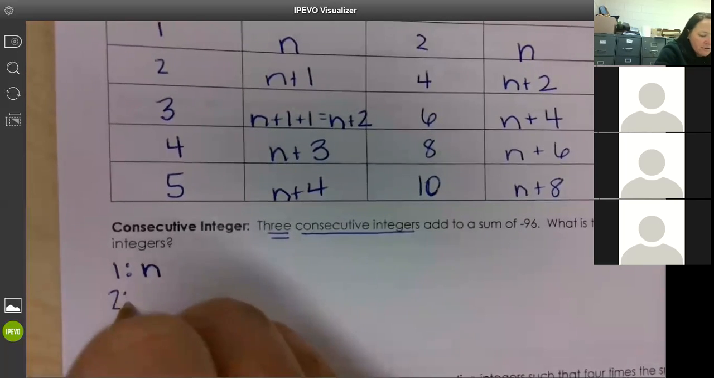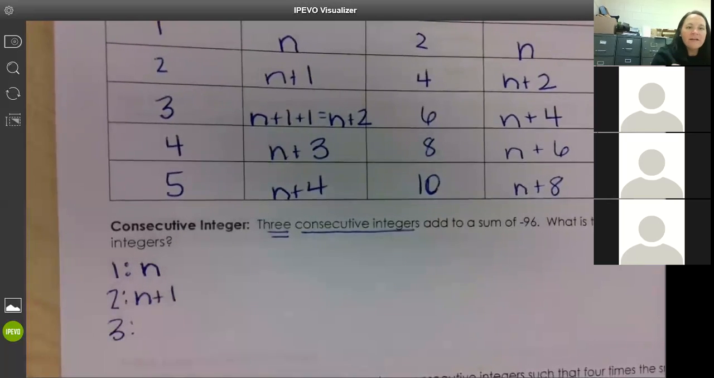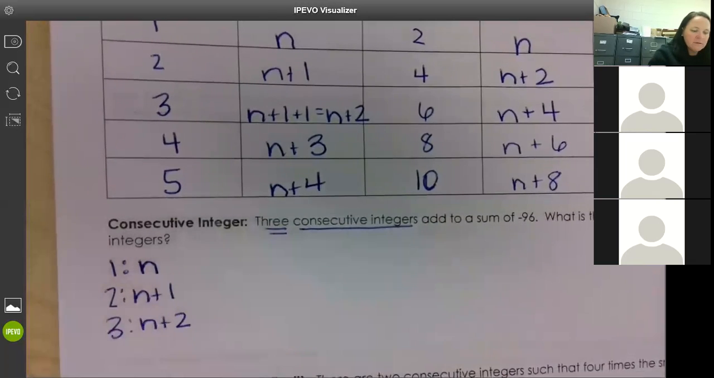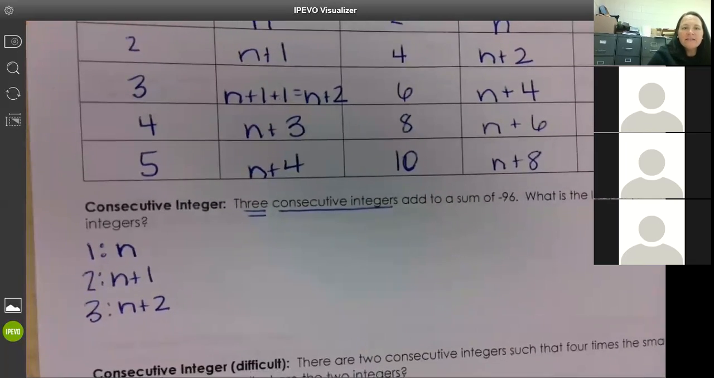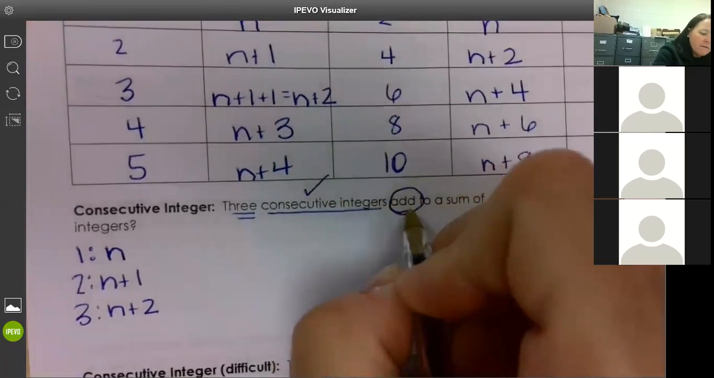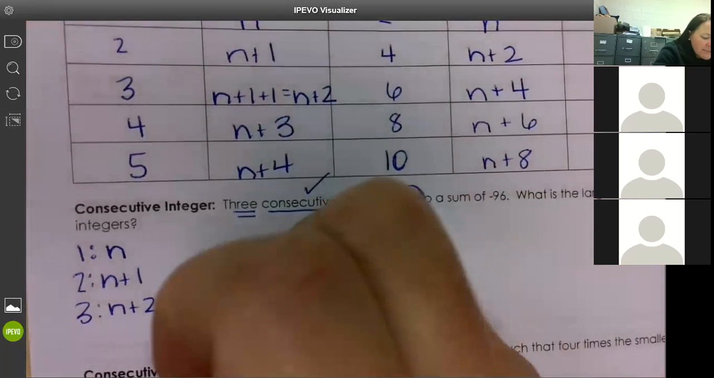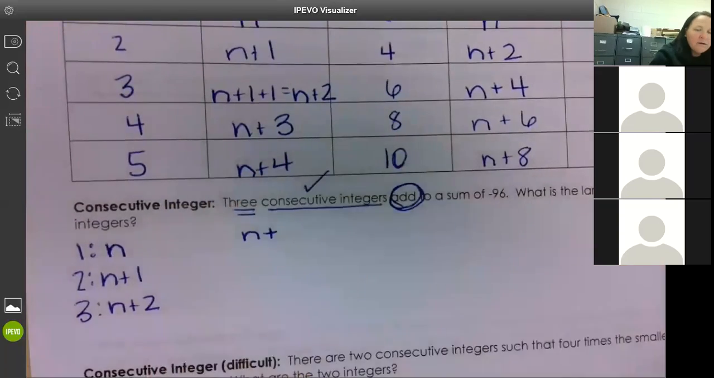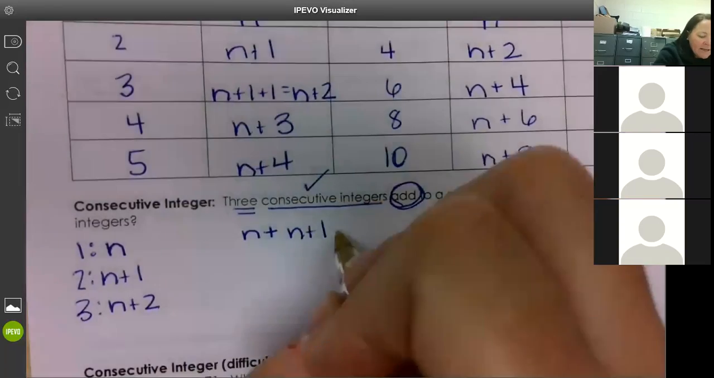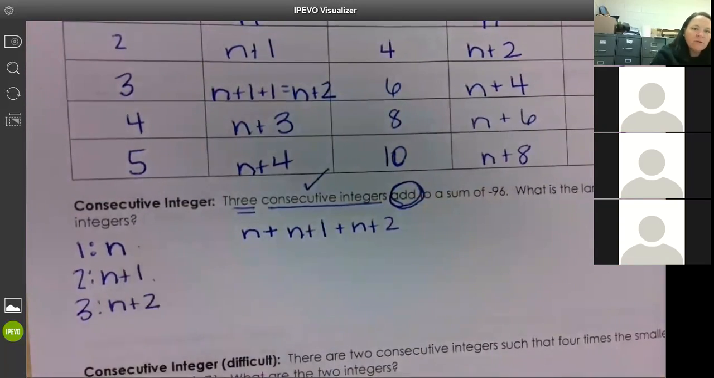So the second integer is going to be N plus 1. What's the third one going to be? Because we have to do 3 consecutive. N plus 2. Perfect. All right, so there's our 3 consecutive integers. That's this first part. We got that. What's it say? Add them. So we're going to take those 3 in. We're going to add n plus 1. And we're going to add n plus 2.